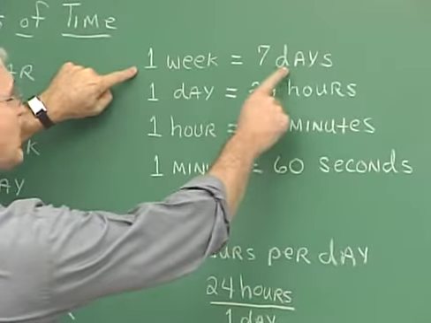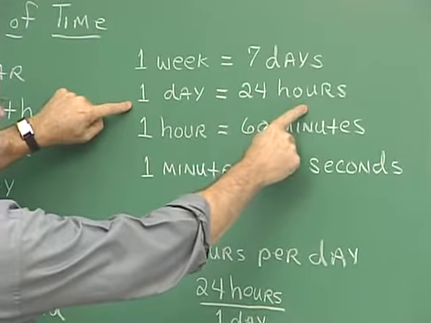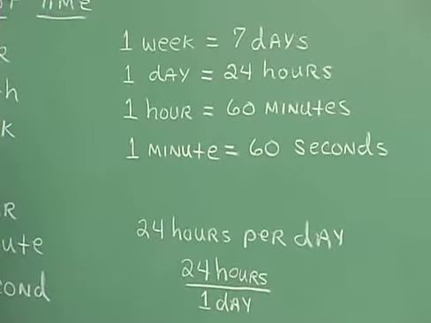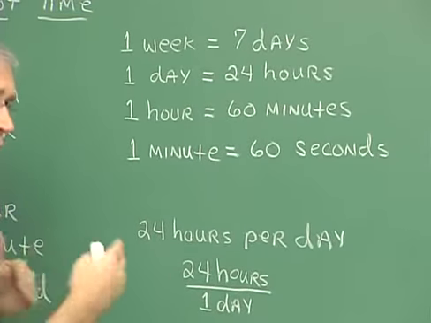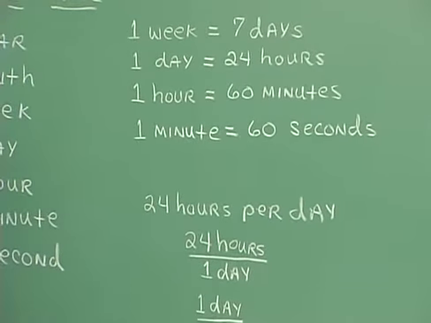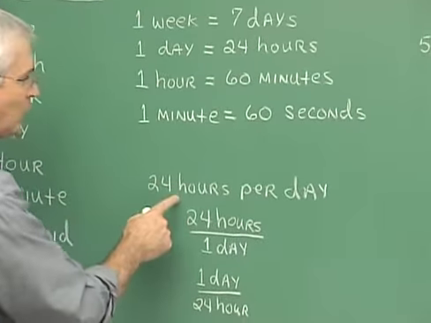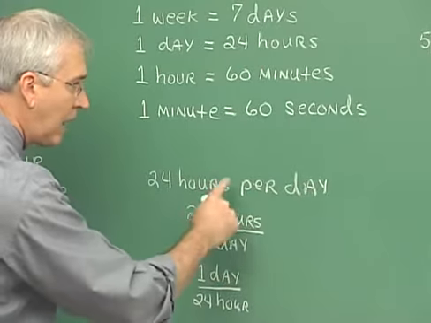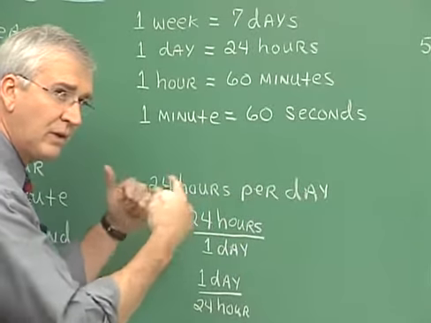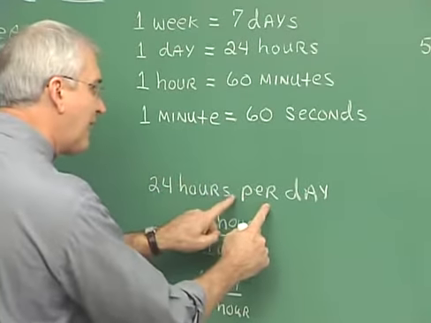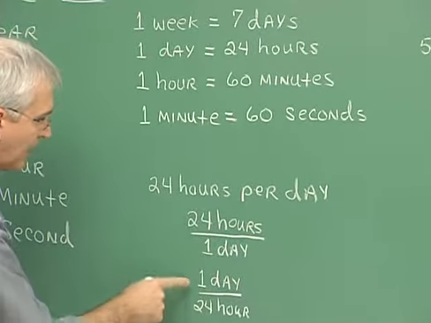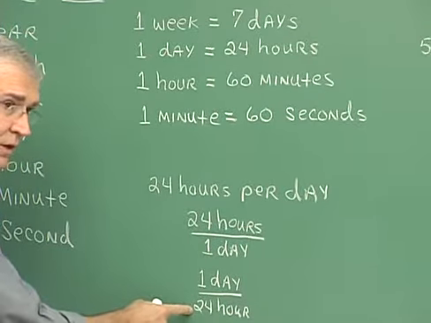We know that 1 week is 7 days, 1 day is 24 hours, 1 hour is 60 minutes, and 1 minute is 60 seconds. Now, when we're using the conversion rate idea for converting from one unit to another, we can think in this way as we have before. The notion of 24 hours per day, the per idea leading to the notion of dividing: 24 hours divided by 1 day, 24 hours over 1 day. Or we could write this as 1 day is the same as 24 hours.